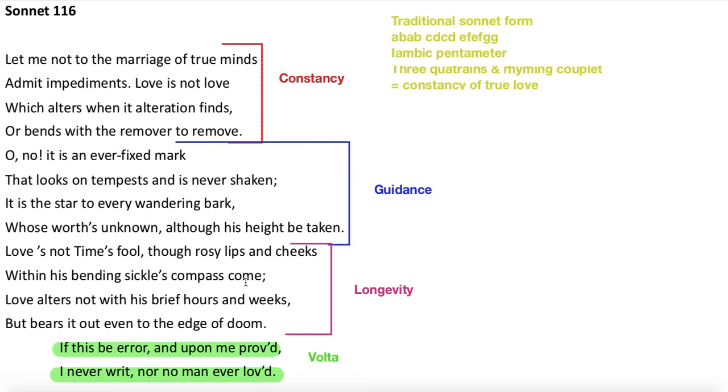And the final 2, the rhyming couplet at the end, is classed as a volta, which can be a number of things in different sonnets. For this one, it's really this final argument that Shakespeare presents, and his final argument is, there is no way I am wrong about this. I am so certain about love being this way that I am prepared to say I've never written or I've never loved if I'm proven wrong. That's how certain I am.